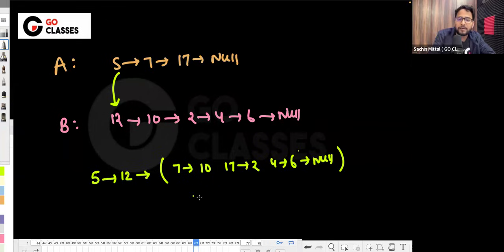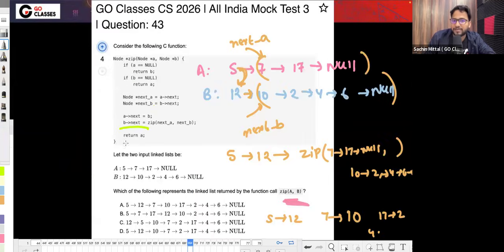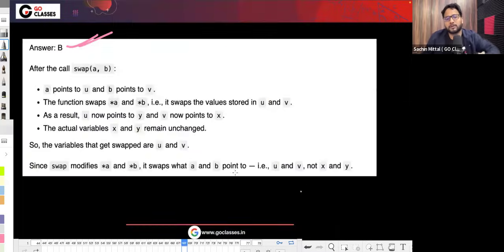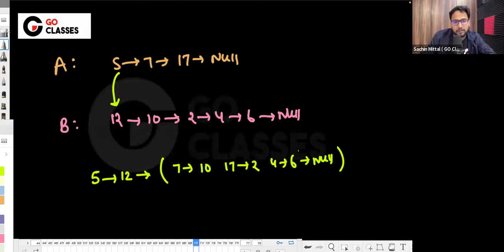Okay, so let's see what the recursion is doing. The recursion is returning A. A means the pointer to the first linked list. So if we are calling with this zip, the pointer to 7 is what it will return. So we are returning the pointer to 7, which means this recursive call will return the pointer to 7.